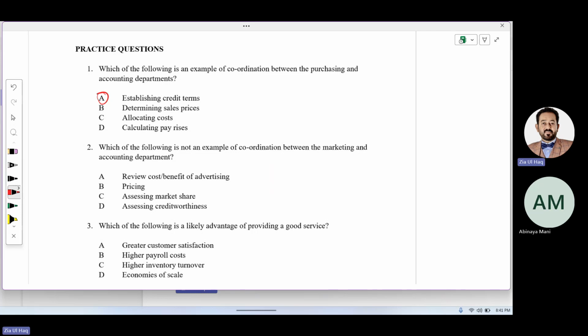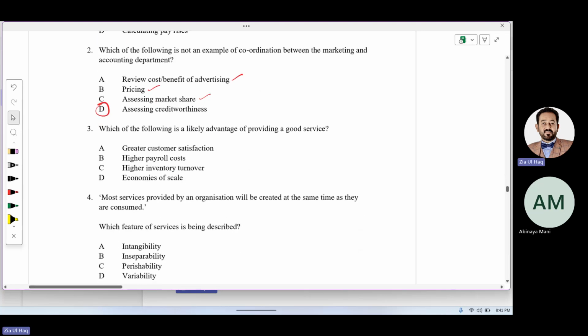Number two, which of the following is not an example of coordination between the marketing and accounting department? Review cost benefit of advertising. This is coordination. Pricing? Yes, this is coordination. Assessing market share? Yes. Assessing creditworthiness? No. Sale department and accounting will assess creditworthiness with each other.